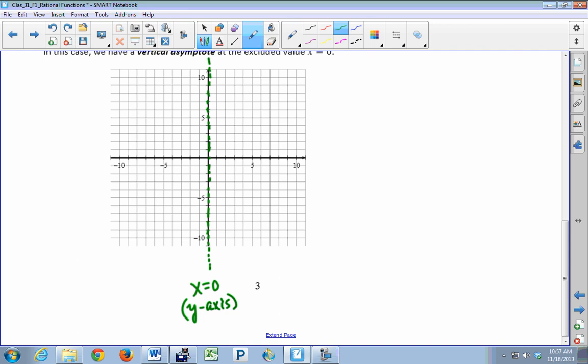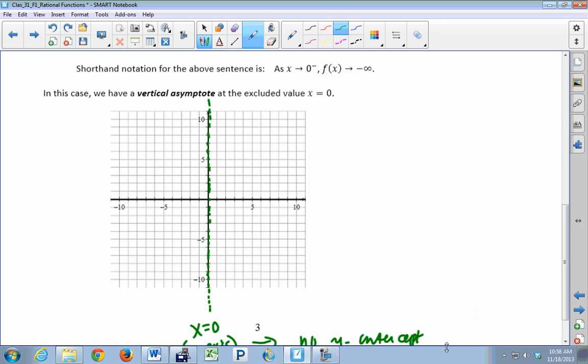All right. So I know I can't have any x equal to 0, which means I have no y-intercept. So this tells me I have no y-intercept, which means I'll never cross that y-axis. Never cross it, never touch it. Never cross, never touch, okay?